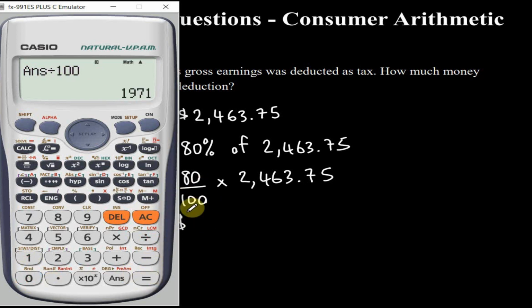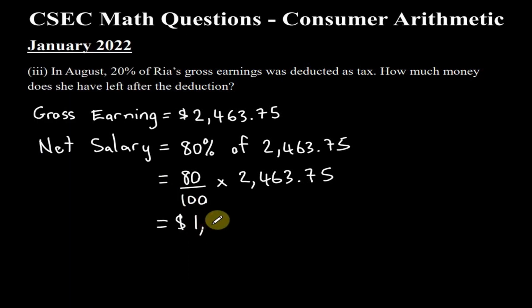And this is $1,971. So this is what she'll get after the 20% tax would have been deducted.